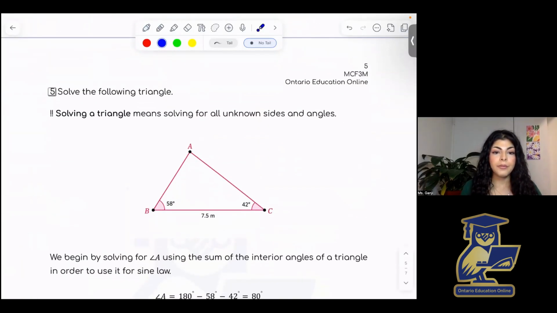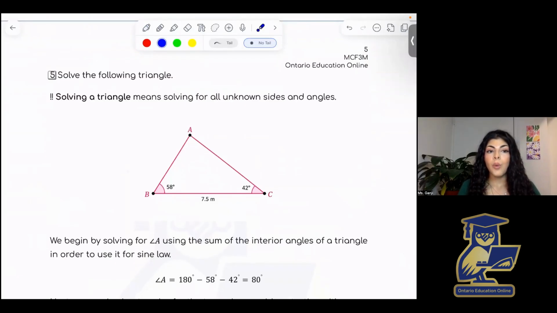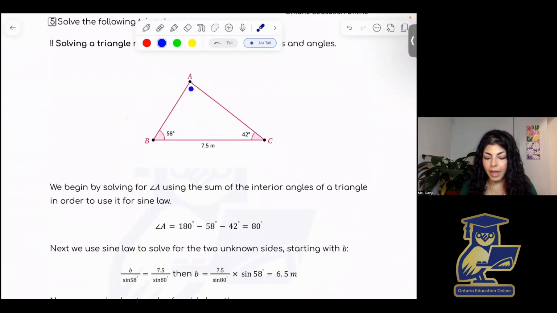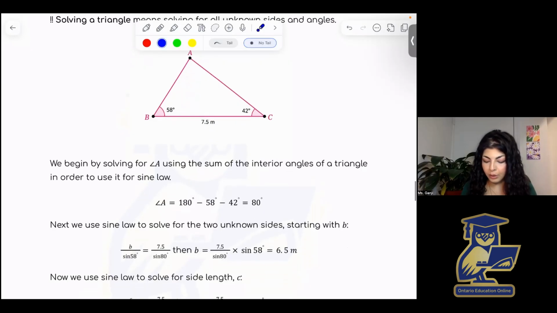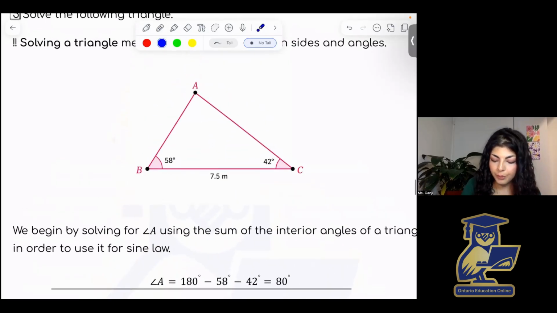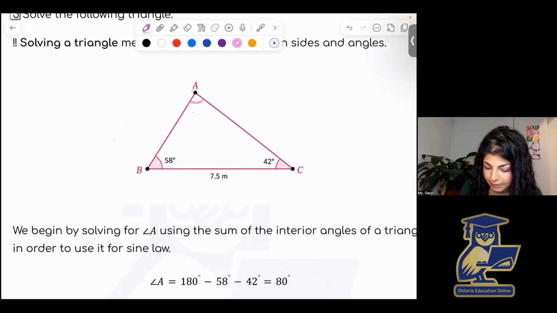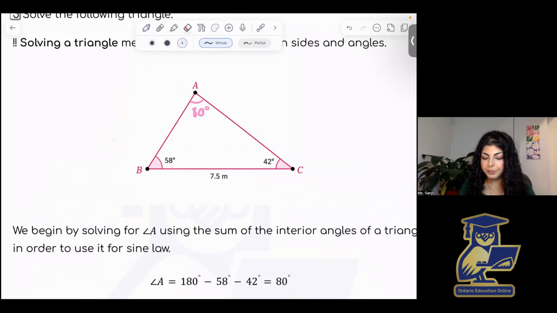Now we have here to solve the following triangle. So solving the following triangle means to solve for all the unknown sides and the angles. So this one is a little different now because we have to solve for the unknown sides as well. So we do start by solving for angle A because we have the side length opposite to it. So here we just use the sum of the interior angles of a triangle. So angle A is going to be 180 degrees minus 58 degrees here and minus 42 degrees here, which is 80 degrees. So labeling it here, this is 80 degrees.